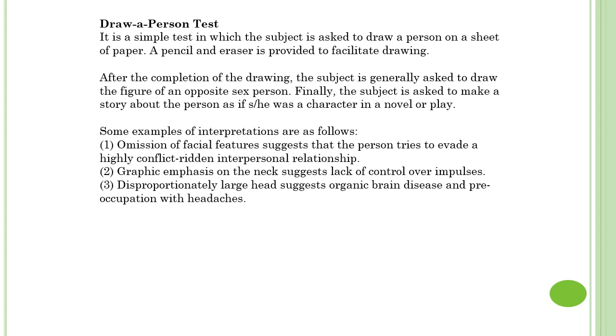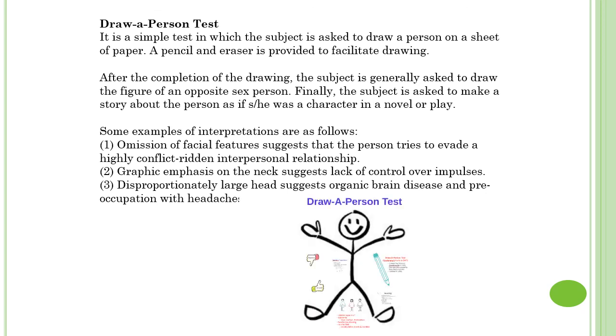So these are just some examples of interpretations. We are not pretty sure that this has to be the reason why the person is drawing in that manner. But most of the time it is true. It is seen that the interpretations are true for some people, even if not all. This is the kind of drawing I'm talking about, if you see in the picture.